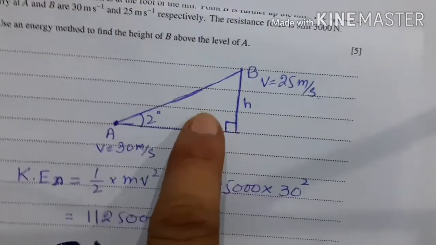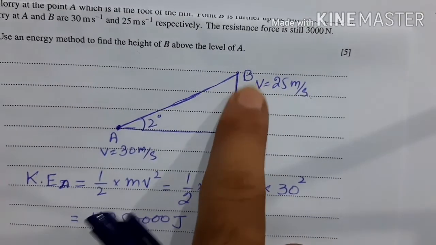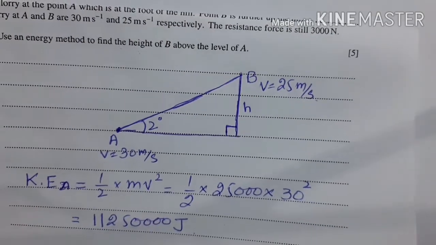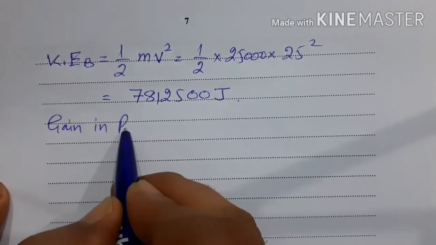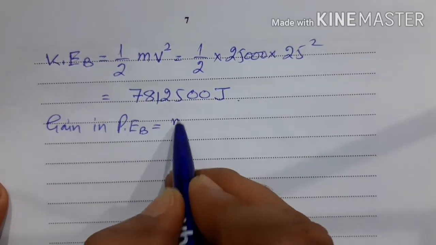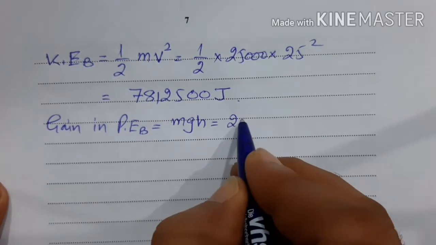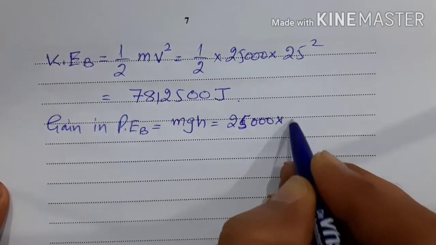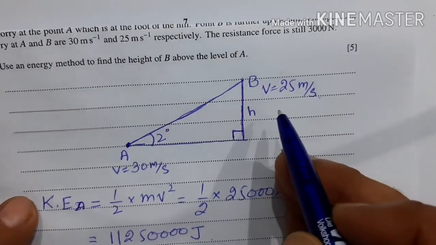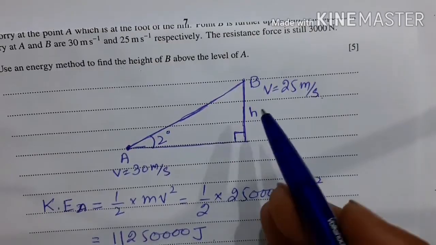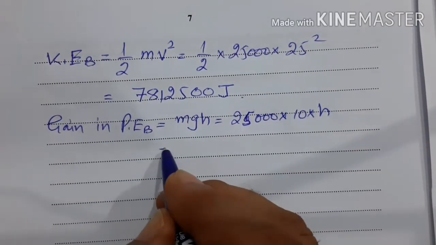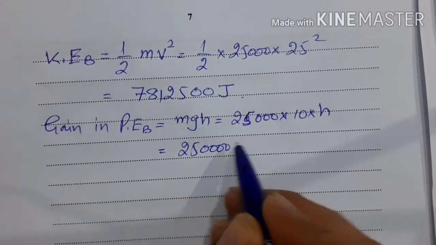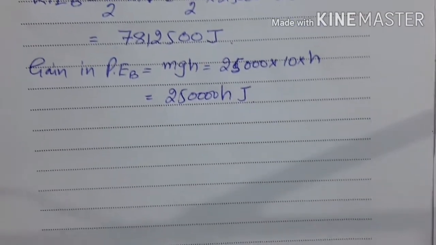Okay. Now, at B, the lorry has gained some height, so definitely there will be potential energy in the lorry as well. So gain in potential energy at B is mgh. So m is 25,000, g is 10, and the height, actually we need to find h, so I'll write h as it is. So into h, which will be 250,000 h joules. This is the gain in potential energy at B.